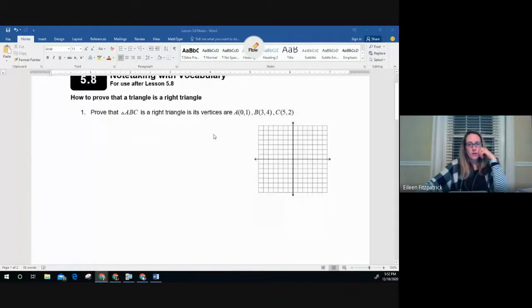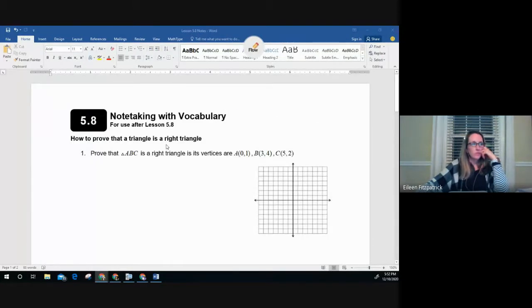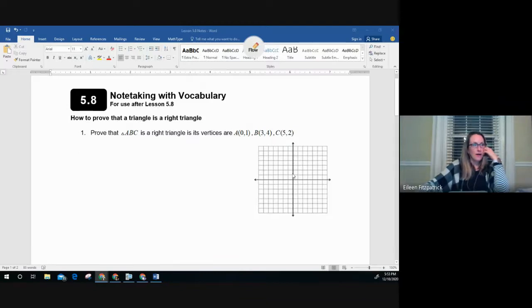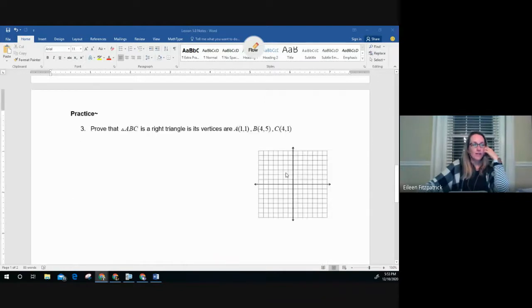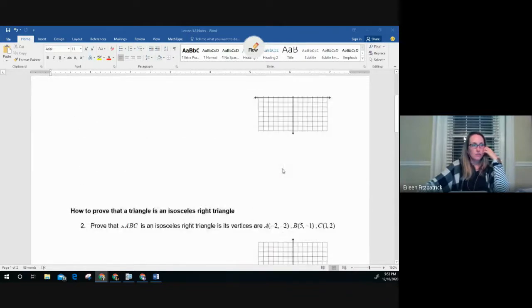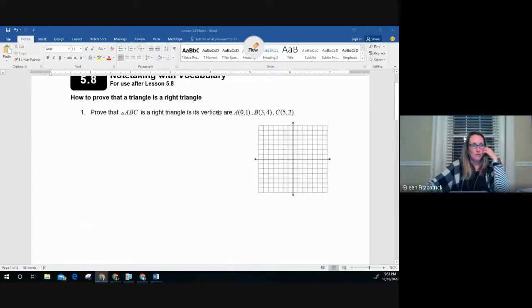All right, so we are going to be looking at coordinate proofs. I'm going to show you how to prove that a triangle is a right triangle, and we're going to be using a coordinate plane to do that. Then I'm going to show you how to prove that triangle ABC is an isosceles right triangle. And then there are 2 practice problems that I'll leave for you guys to try on your own. So I only have these 2 problems to get through tonight, so it shouldn't be too long of a video.